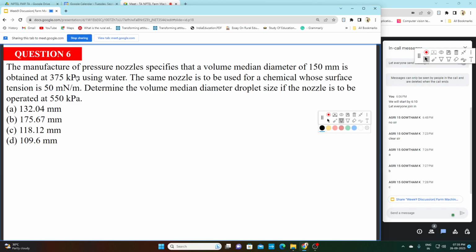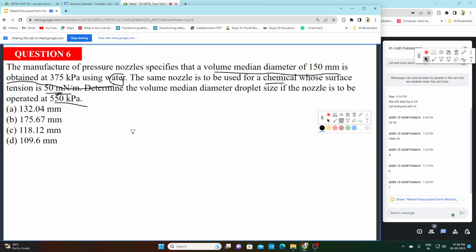The manufacturer of a pressure nozzle specifies that a volume median diameter VMD of 150 millimeter is obtained at 375 kilopascal pressure using water. He is testing this first with water. The same nozzle is to be tested with a chemical whose surface tension is given as 50 millinewton per meter. Now determine the volume median diameter of the droplet size. The nozzle is operated at 550 kilopascal. Same type of question we have already done in the problem part also.